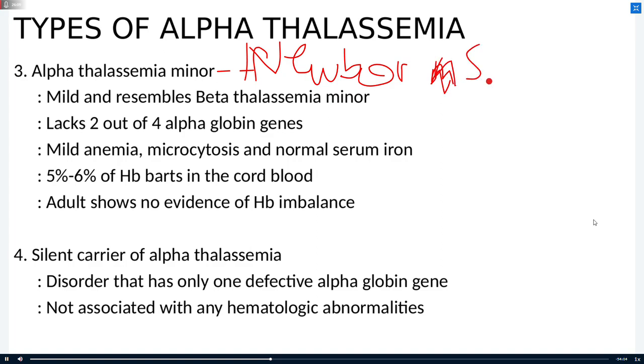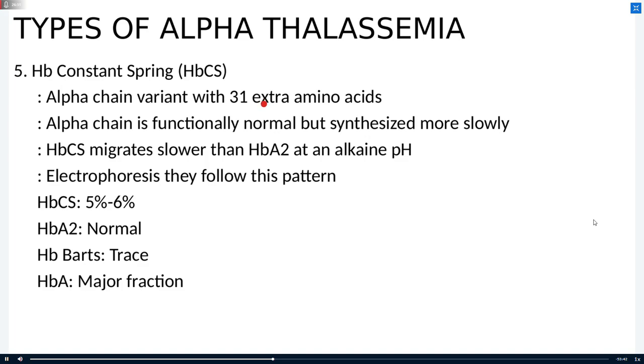And then another one would be your silent carrier of alpha thalassemia. Disorder that has only one defective alpha globin gene, not associated with any hematologic abnormalities. Another one would be your hemoglobin constant spring, or HbCS. So if you recall class, di ba meron tayong combination ng hemoglobin S saka C, HbSC. Now in this one, HbCS, hemoglobin constant spring, your alpha chain variant has 31 extra amino acids.